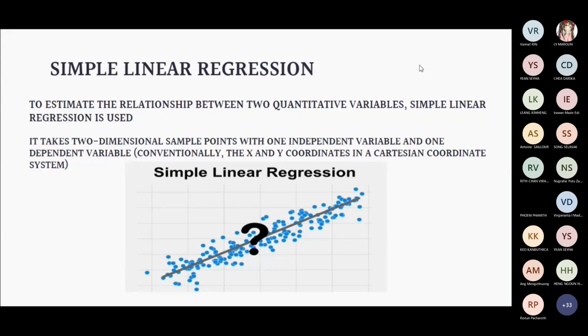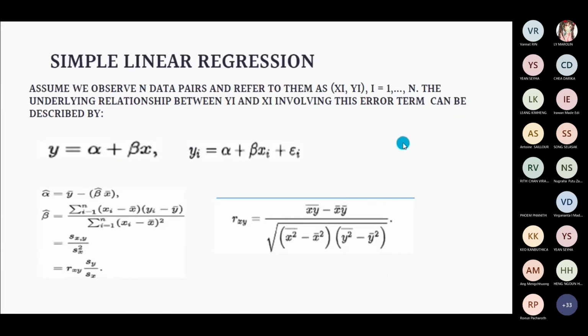So what is simple linear regression? Simple linear regression is the regression that we use to determine or estimate the relation between two quantitative variables, which means that we have two variables, one dependent and one independent. We have to determine whether those two variables have a relation to each other or not. In order to define our simple linear regression and the relation between the dependent and independent values, we have an algorithm as well as an equation.